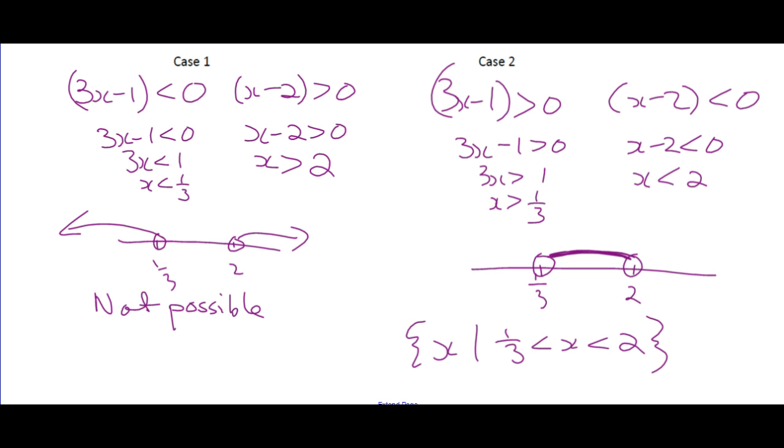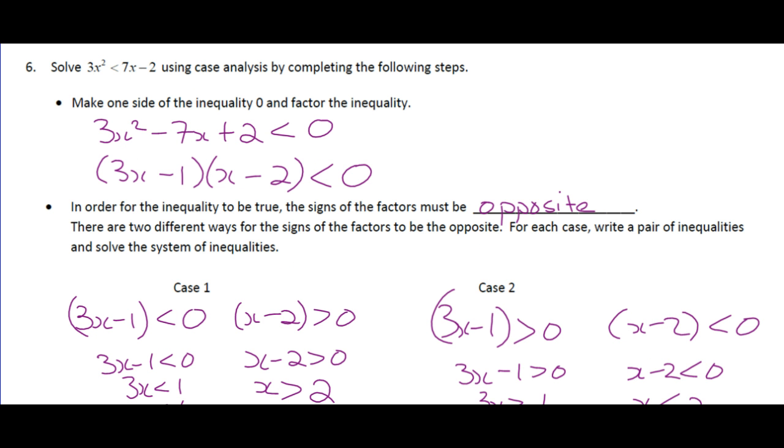Solution set is that x is between 1/3 and 2. Okay, make sense? Let's go back to the dirty old way. So the dirty old way is this, right? All right, I know the x-intercepts are 1/3 and 2, right? 1/3, 2. I know this opens up, so I'm looking at a graph.